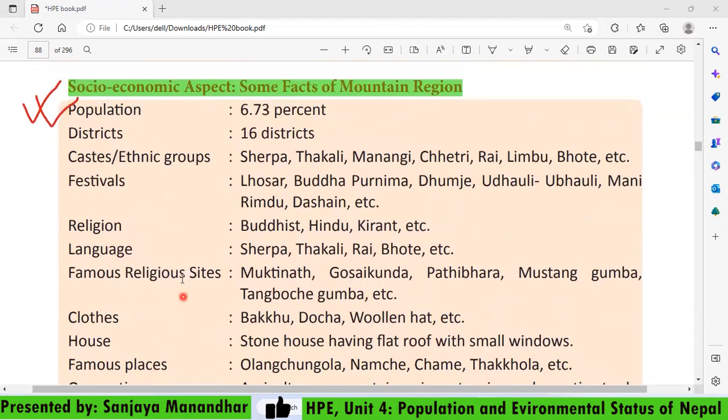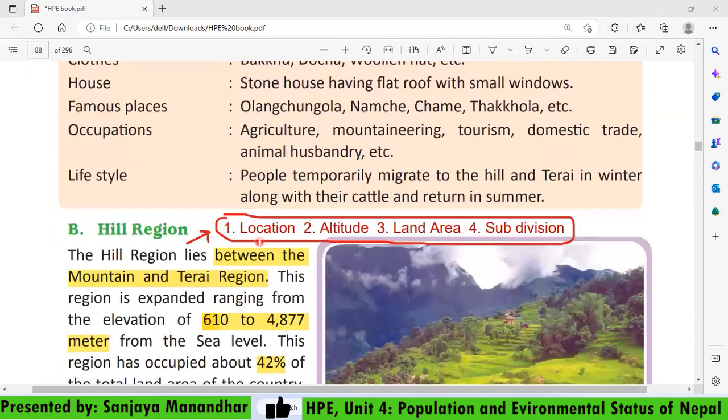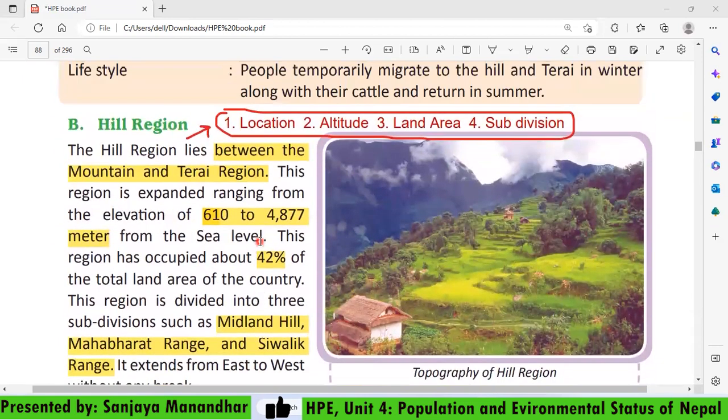And social aspect means what type of language, what type of religion, festivals, caste; these all come under social aspect. So it is not so difficult. So similar to this, now if we go to the hilly region, what type of physical, biological and sociocultural aspects are there?